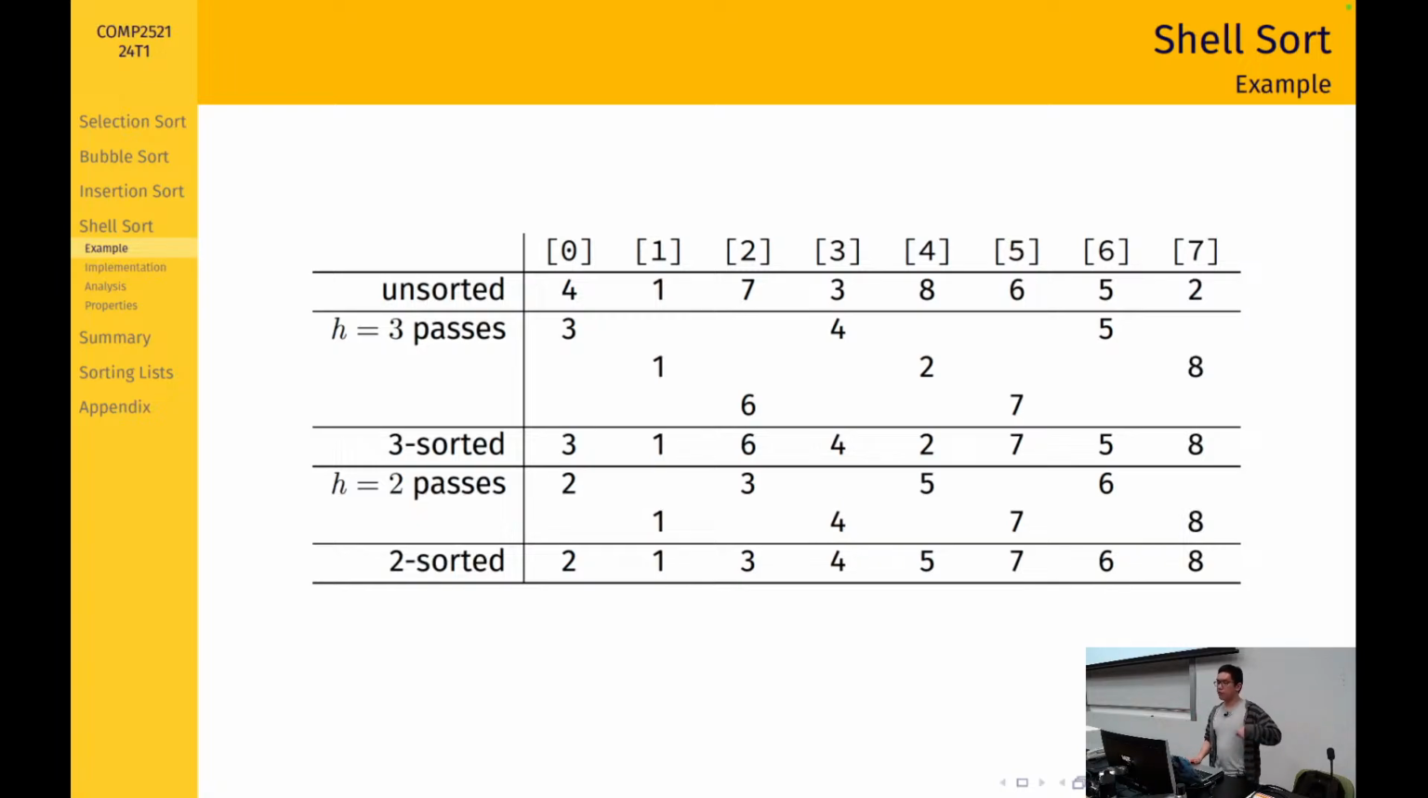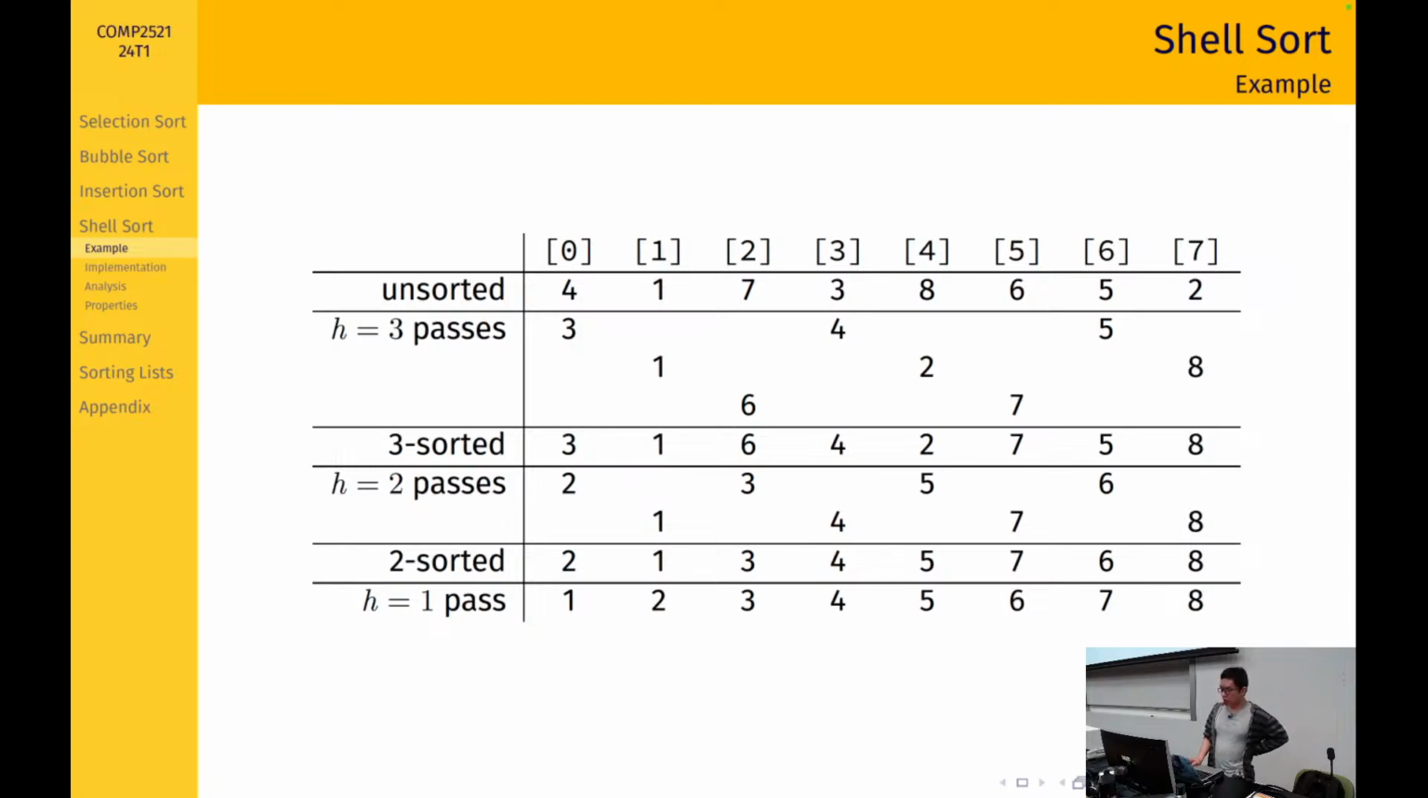So as a final step, we do a 1-sort on the array, and this is pretty much just an insertion sort. So we perform an insertion sort through the array, and this is what we get. So we get a sorted array at the end.